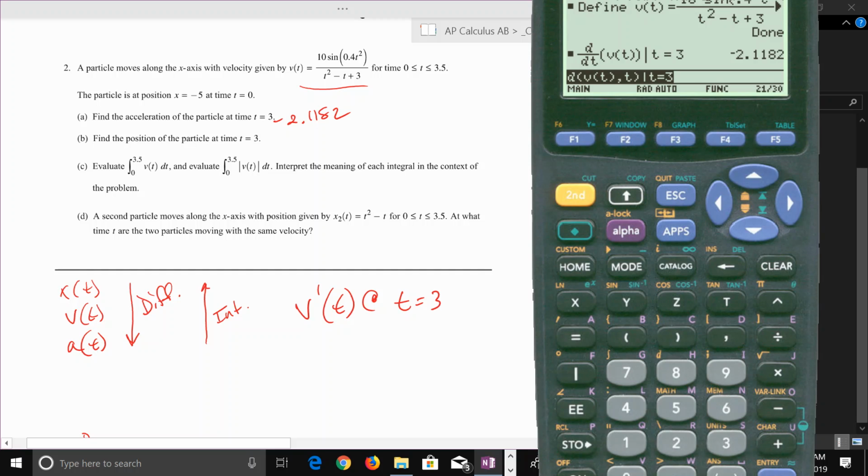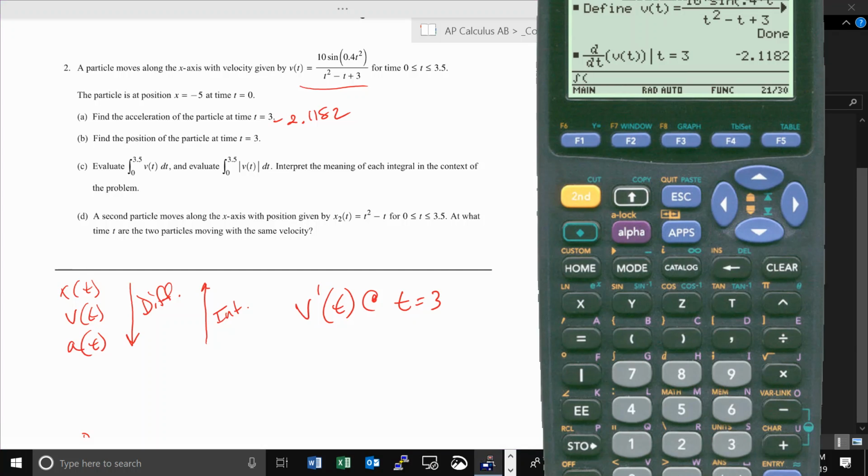All right, here we go. Part B. Find the position of the particle at time equals 3. Integrate. All right, so watch. I'm going to go up to F3. Instead of differentiate, I'm going down to integrate. All right, and then instead of typing the whole function in again, I can just type in v of t, comma t, and you just do comma 0, comma 3, between 0 and 3.